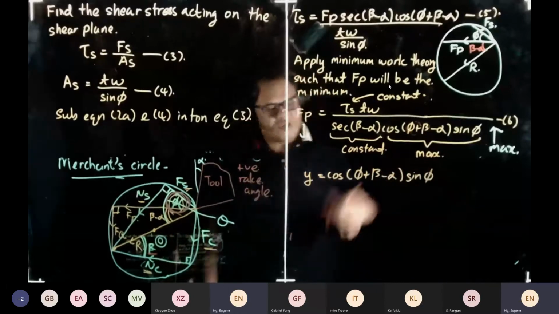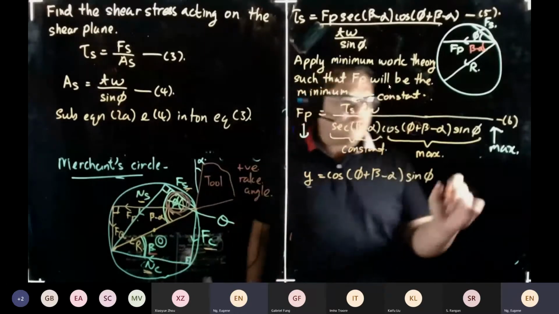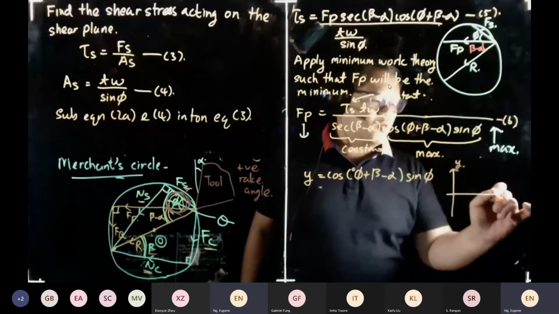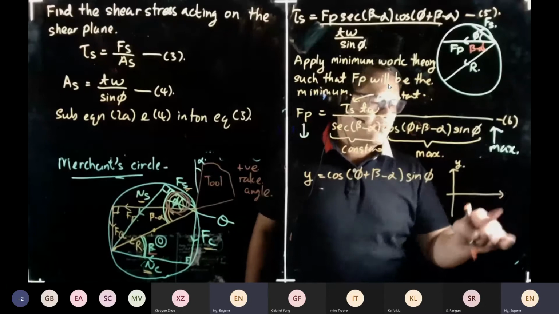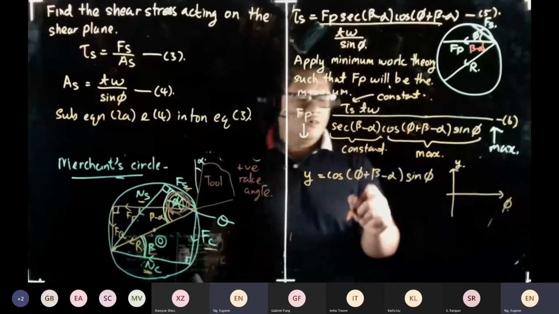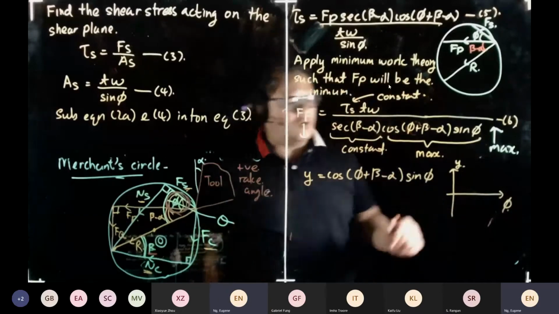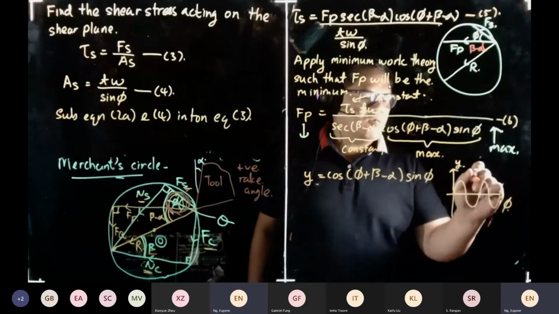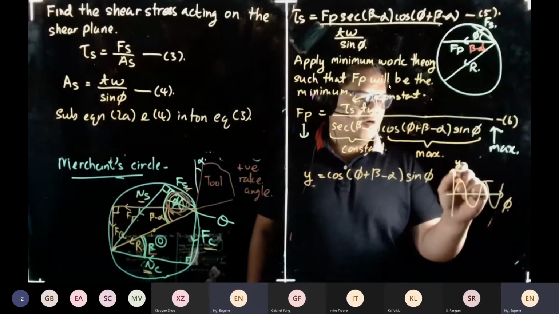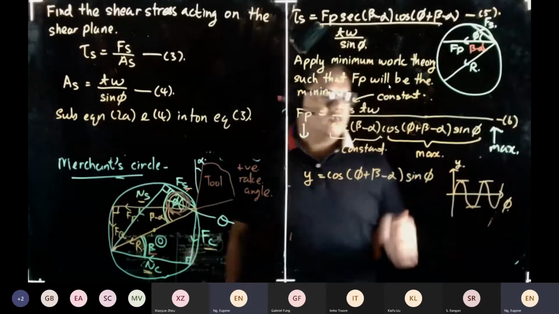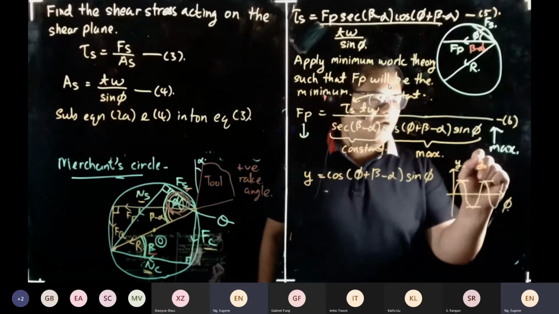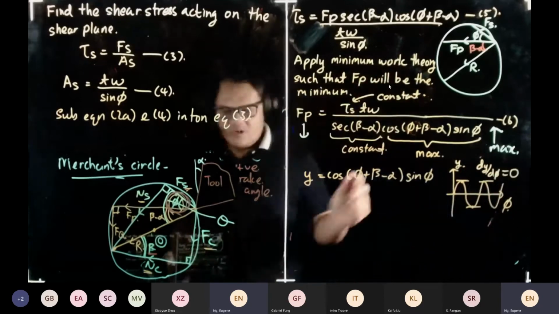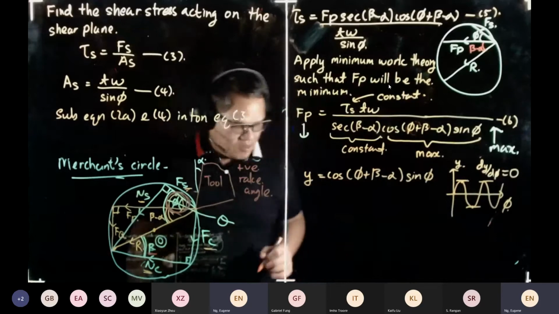So if you were to sketch this graph out, y is the response. This is the shear angle, phi. Right? The rest are constant. Beta minus alpha are constant. So I'm just going to make a rough sketch. So the maximum value is over here or over here or over here. So when that happens, we know that dy over d phi must be equal to 0. Right? There's no gradient. So you differentiate y.